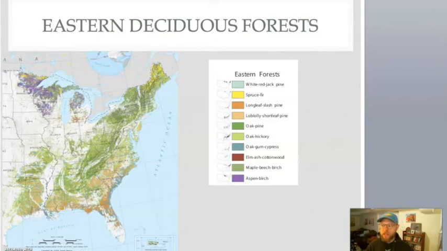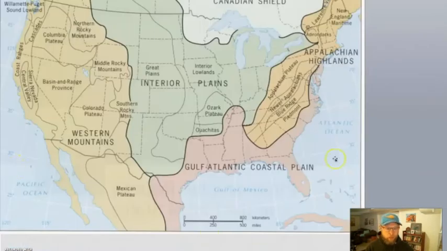We looked at this slide last week, just the distribution of the different forest cover types in the eastern U.S. And then remember, we talked briefly about these different physiographic regions that are in the eastern U.S. So as I go through the slides today, we'll be focusing on these different physiographic regions.